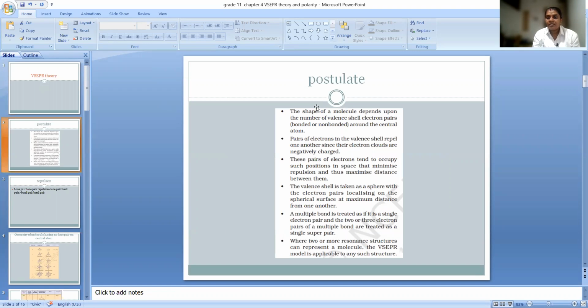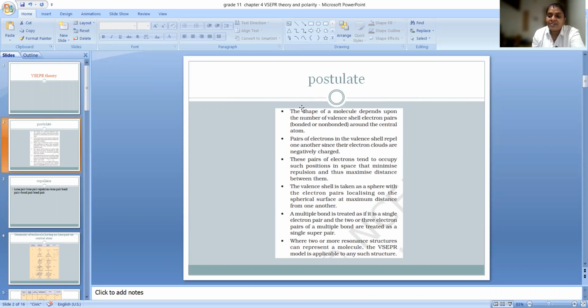We are learning VSEPR theory in order to understand the shape of a molecule. And VSEPR theory depends upon the number of pairs of electrons present in the outermost shell of the central atom in the molecule. There will be two types of pairs of electrons: one is the bonded pair, and the other is free, which is called a non-bonded pair or lone pair.